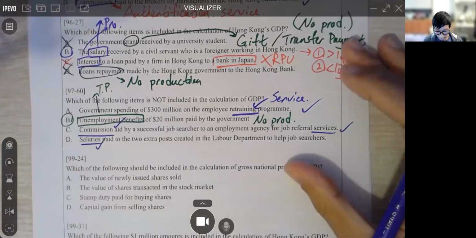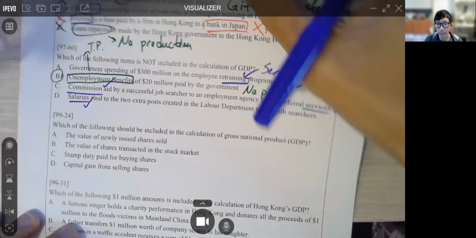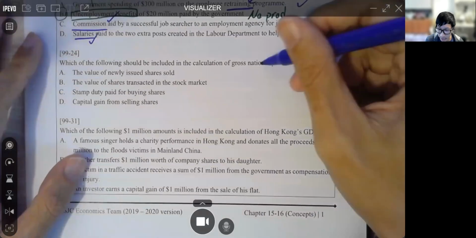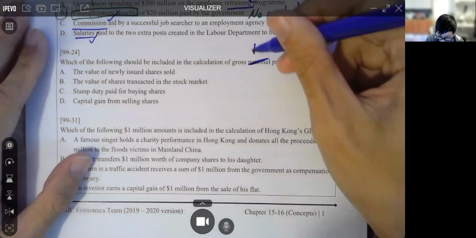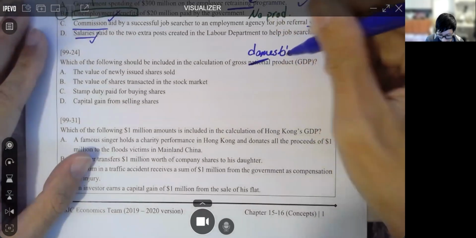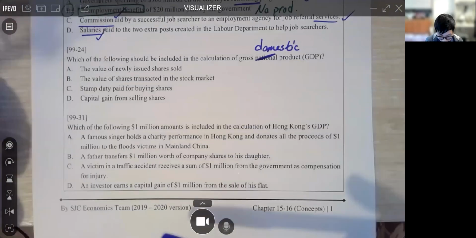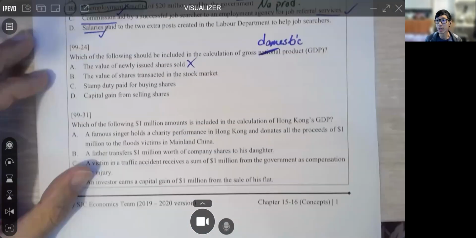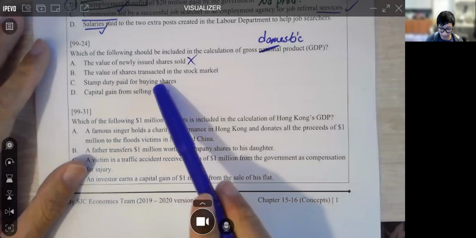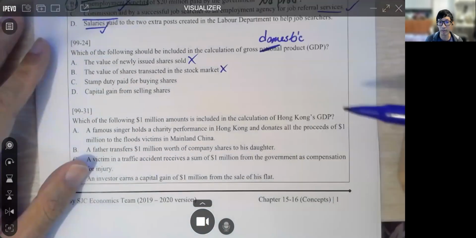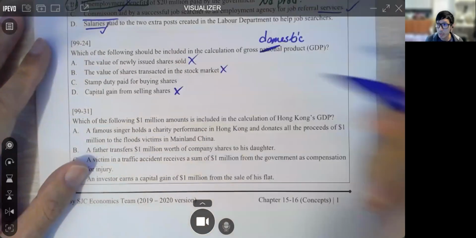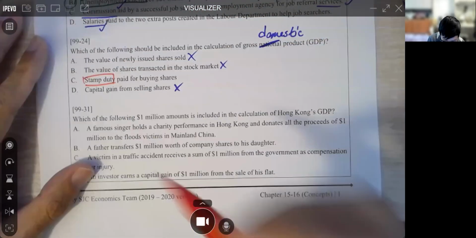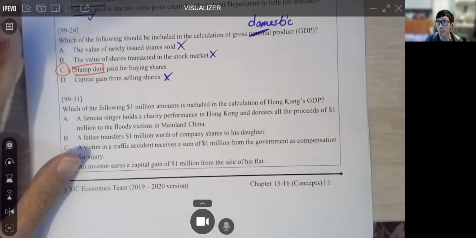OK，得唔得？好，跟住啦。Now, which of the following should be included？今次我哋要計啊。我諗呢個應該 GDP，佢寫 gross national product，but I think this one should be domestic product，打錯字啦。好啦，the value of newly issued share，記住啊，the value of share does not count, no real production. Value of shares transacted also not count. Okay, capital gain, if you remember, also not count, except stamp duty authentication service. So this one counts. Okay, should be in GDP.